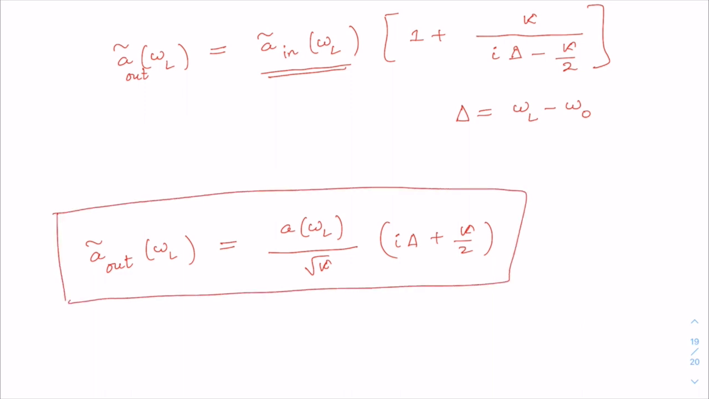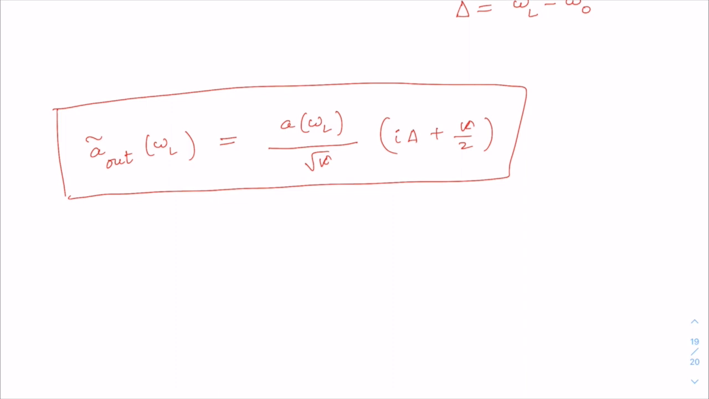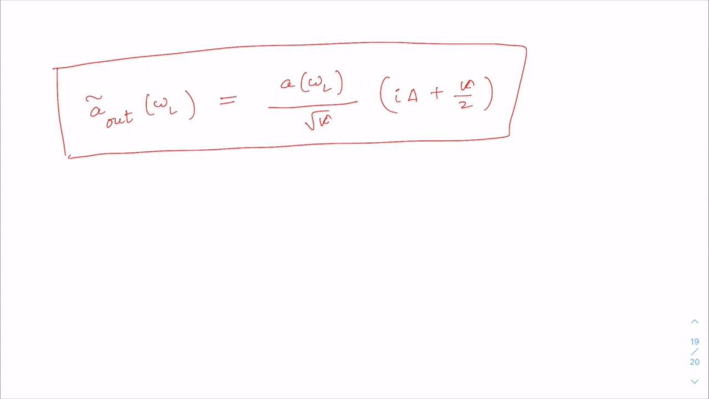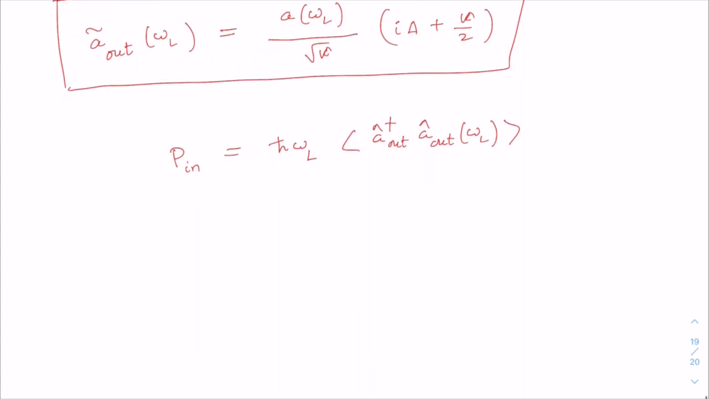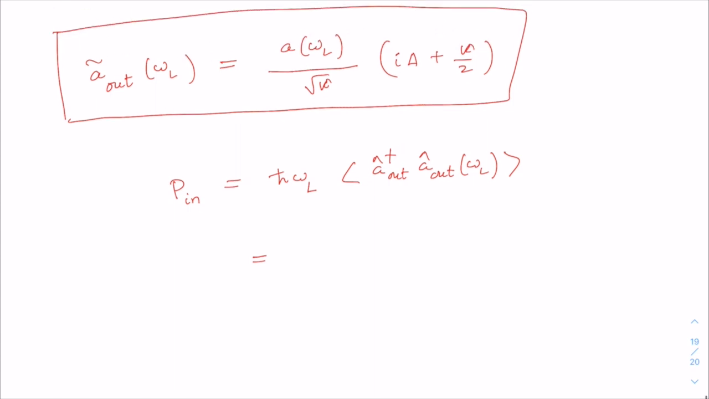Now we are going to utilize this expression, because it allows us to express the conservation of energy by equating the input power to the outgoing power. So the input power P_in has to be equal to the outgoing power, that is equal to ħω_L times A†_out plus A_out, both evaluated at the frequency of the laser, ω_L. Because we have this expression for Ã_out, from here you can see that I will get Δ² + κ²/4, and we'll have A† evaluated at ω_L times A of ω_L. This is what I get.